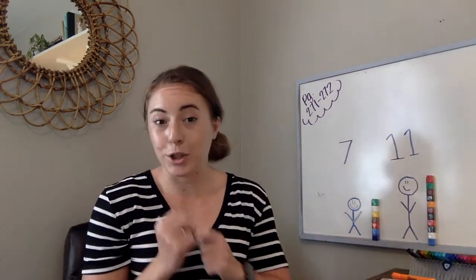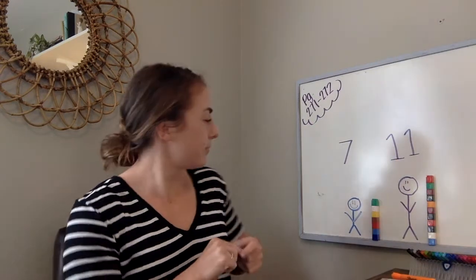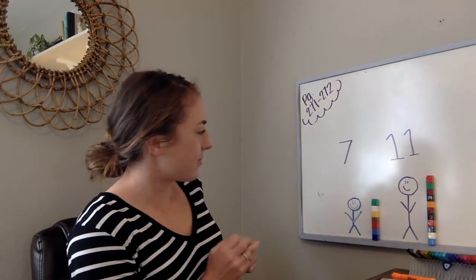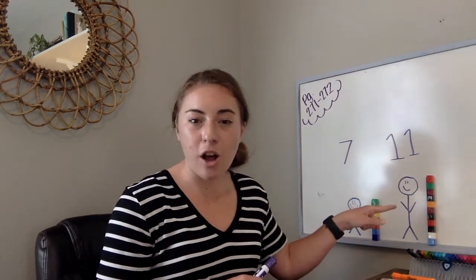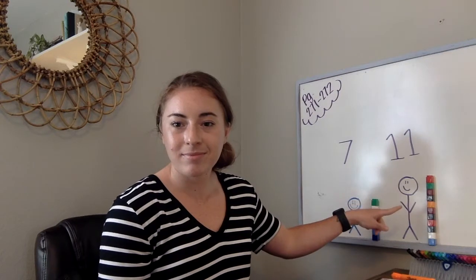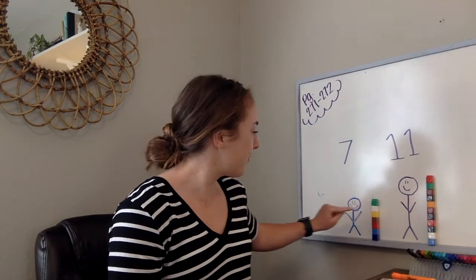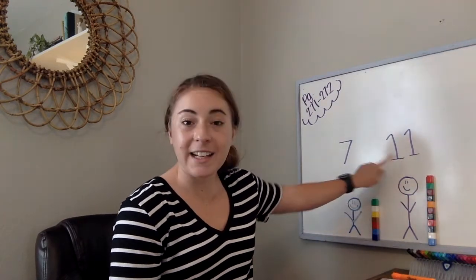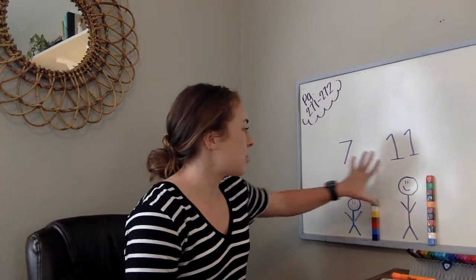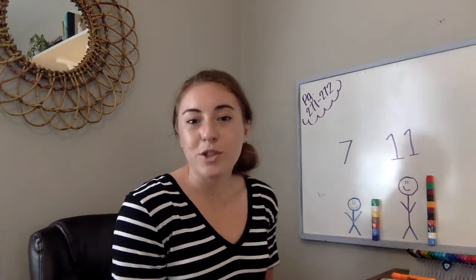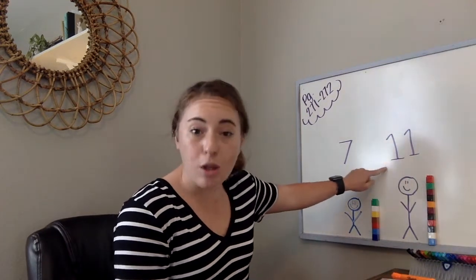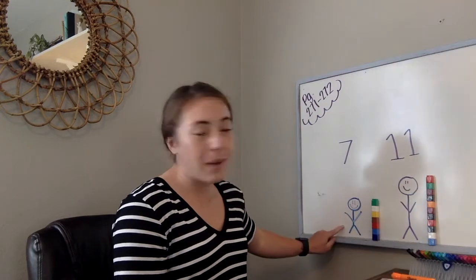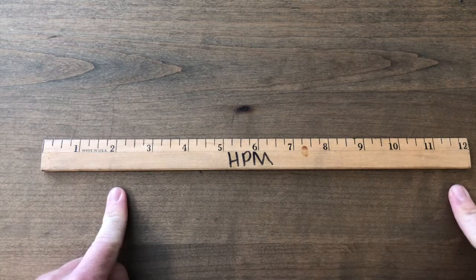Which friend do you think is taller? My purple friend. You're right. Why is my purple friend taller? How can we say that? What evidence do we have? Those blocks. 11 is bigger than 7, so my purple friend is taller. Which one is shorter? My little blue friend. 7 is smaller or less than 11, so my blue friend is shorter. Good job. So friends, here I have a ruler.